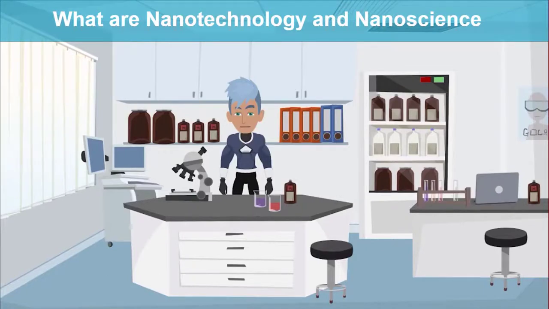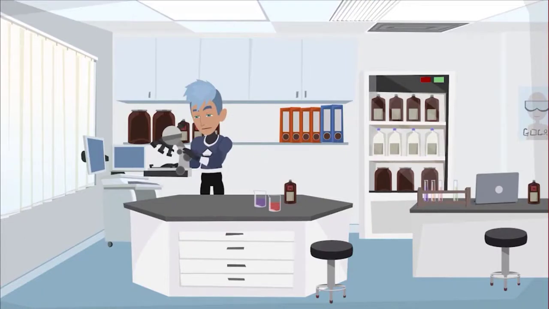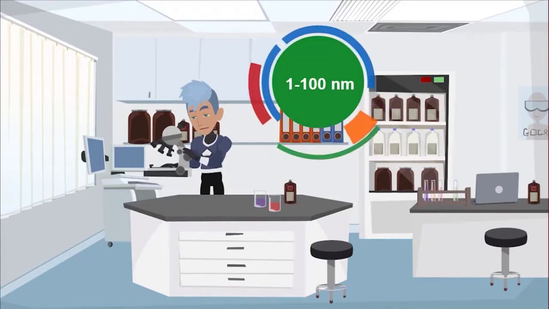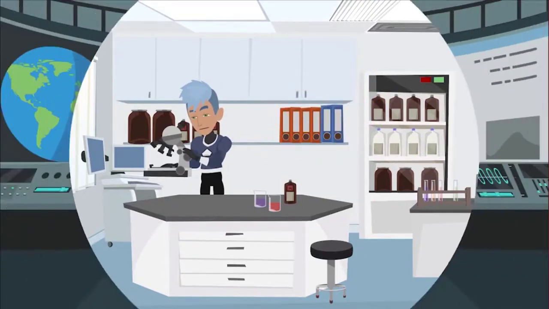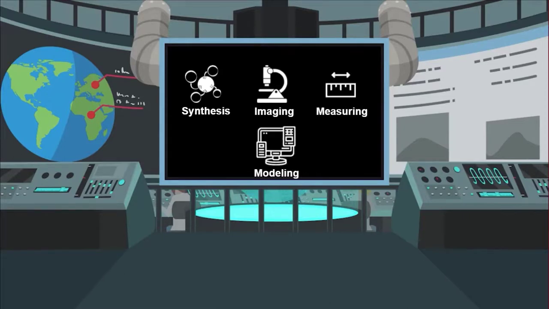Nanotechnology and nanoscience deal with the control and understanding of structures at the nanoscale, 1 to 100 nanometers. Nanoscience involves the synthesis of nanostructures, the imaging of nanoparticles, the measuring of their shape and size, and the computer modeling to predict their behavior.